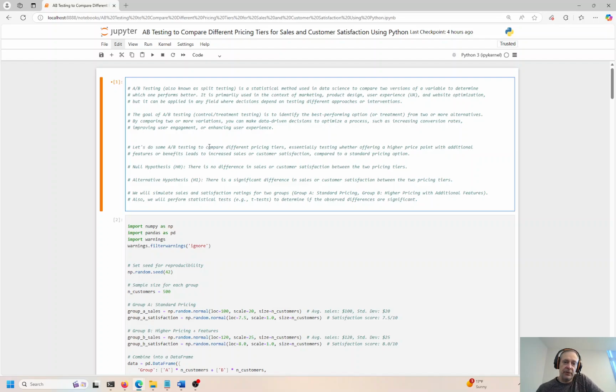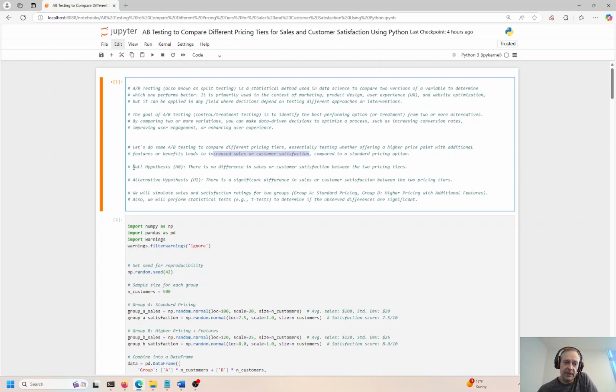So we will compare and contrast differences between price tiers in this example, and we'll test whether different offerings at a higher price point with additional features or benefits lead to increased sales or customer satisfaction, or do we derive a better benefit just by leaving things as is? We're not going to change anything. That would be the A scenario. The B scenario would be the enhanced, improved outcome where more money is pumped into the campaign or the experience, and then supposedly the outcome is better too.